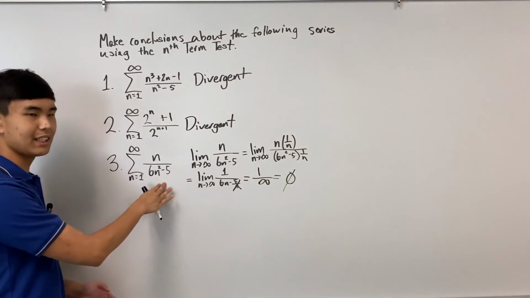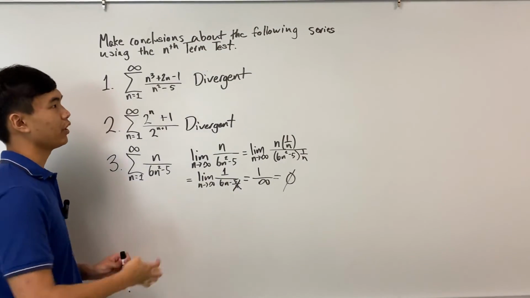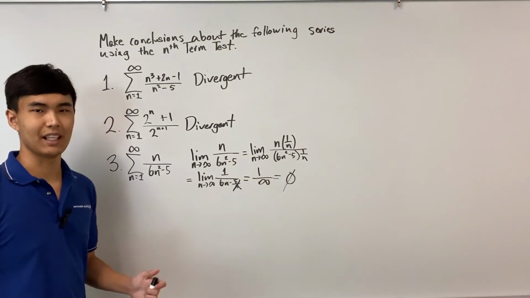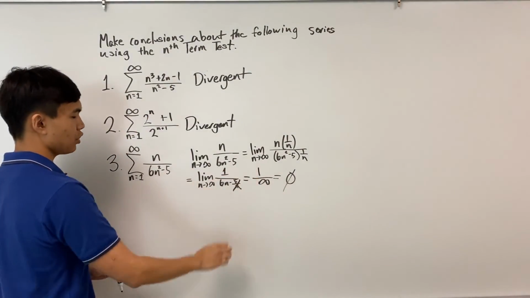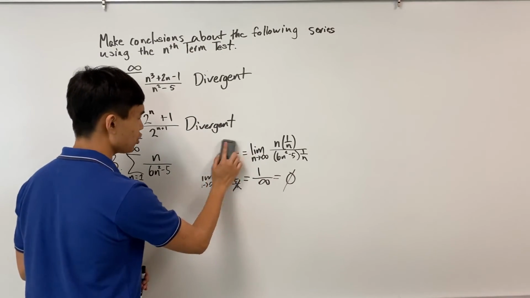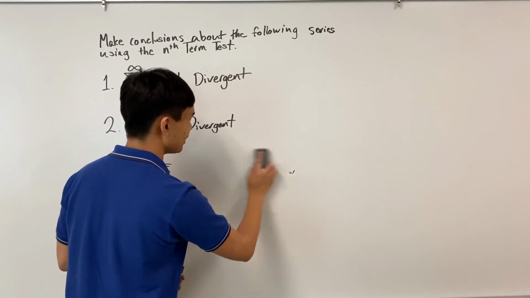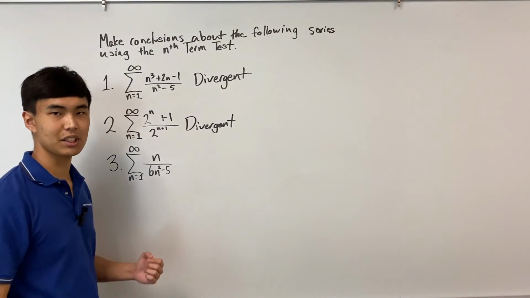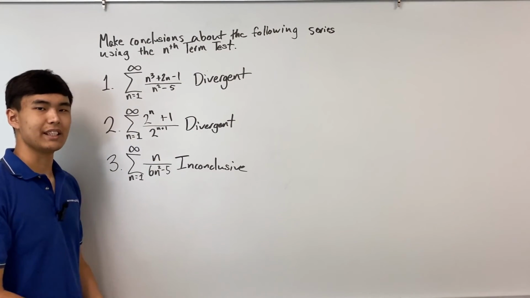The limit of this sequence is 0, but the nth term test only tests for divergence. So from this result, we can't make any direct conclusions about it, and we have to say that the nth term test is inconclusive for this series. That's how you use the nth term test.